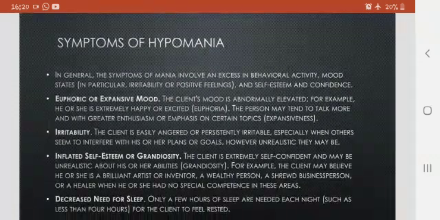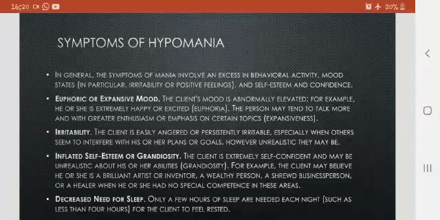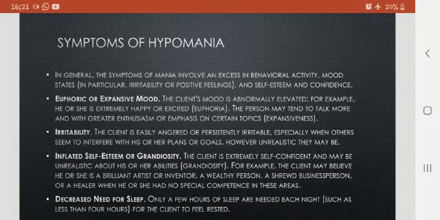So, what are the symptoms of hypomania? In general, the symptoms of mania involve excess in behavioral activity, mood state, in particular irritability or positive feeling, and self-esteem and confidence. So the first symptom of hypomania is euphoric or expansive mood. The client's mood is abnormally elevated. For example, he or she is extremely happy or excited, meaning they have euphoria. The person may tend to talk more and with greater enthusiasm or emphasis on certain topics, meaning expansiveness.